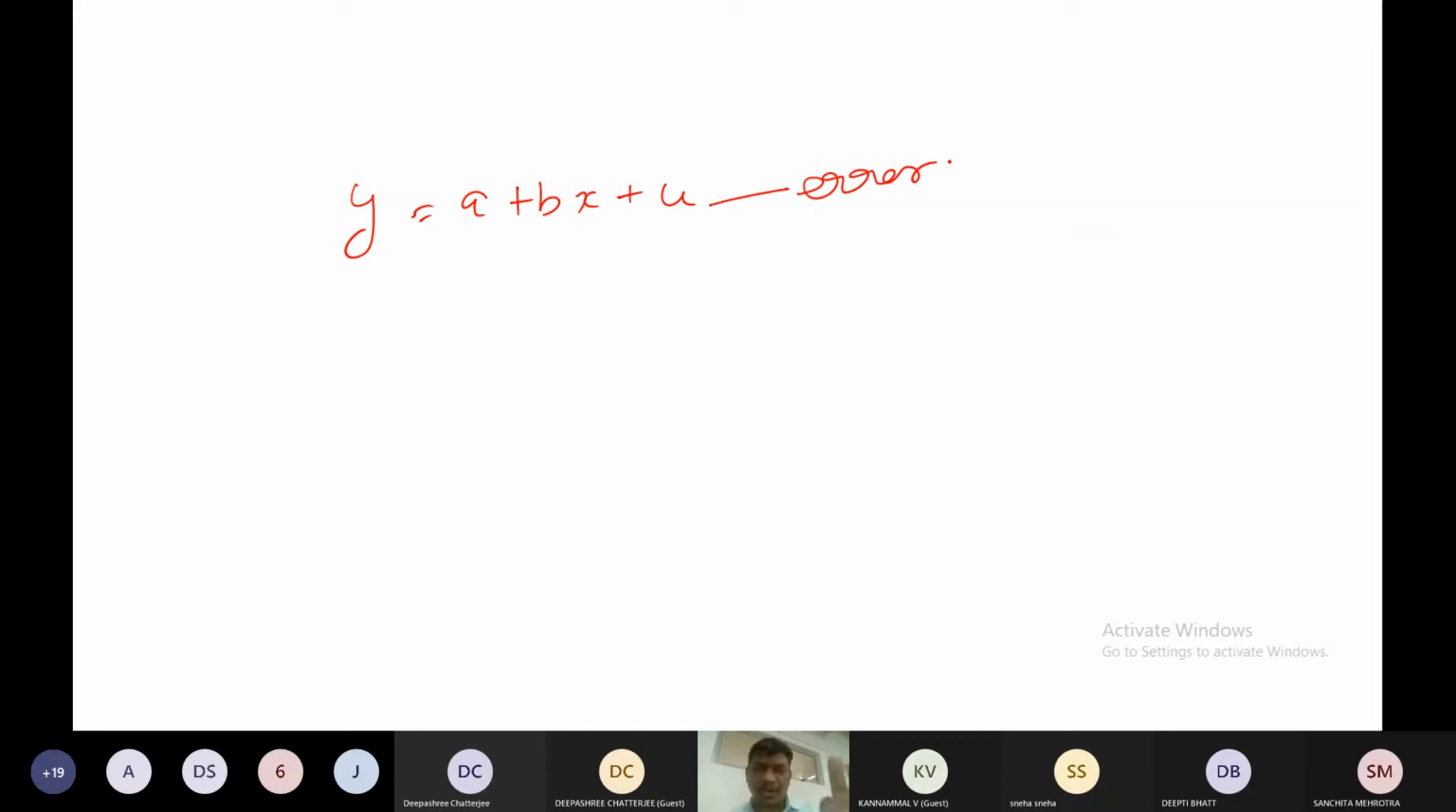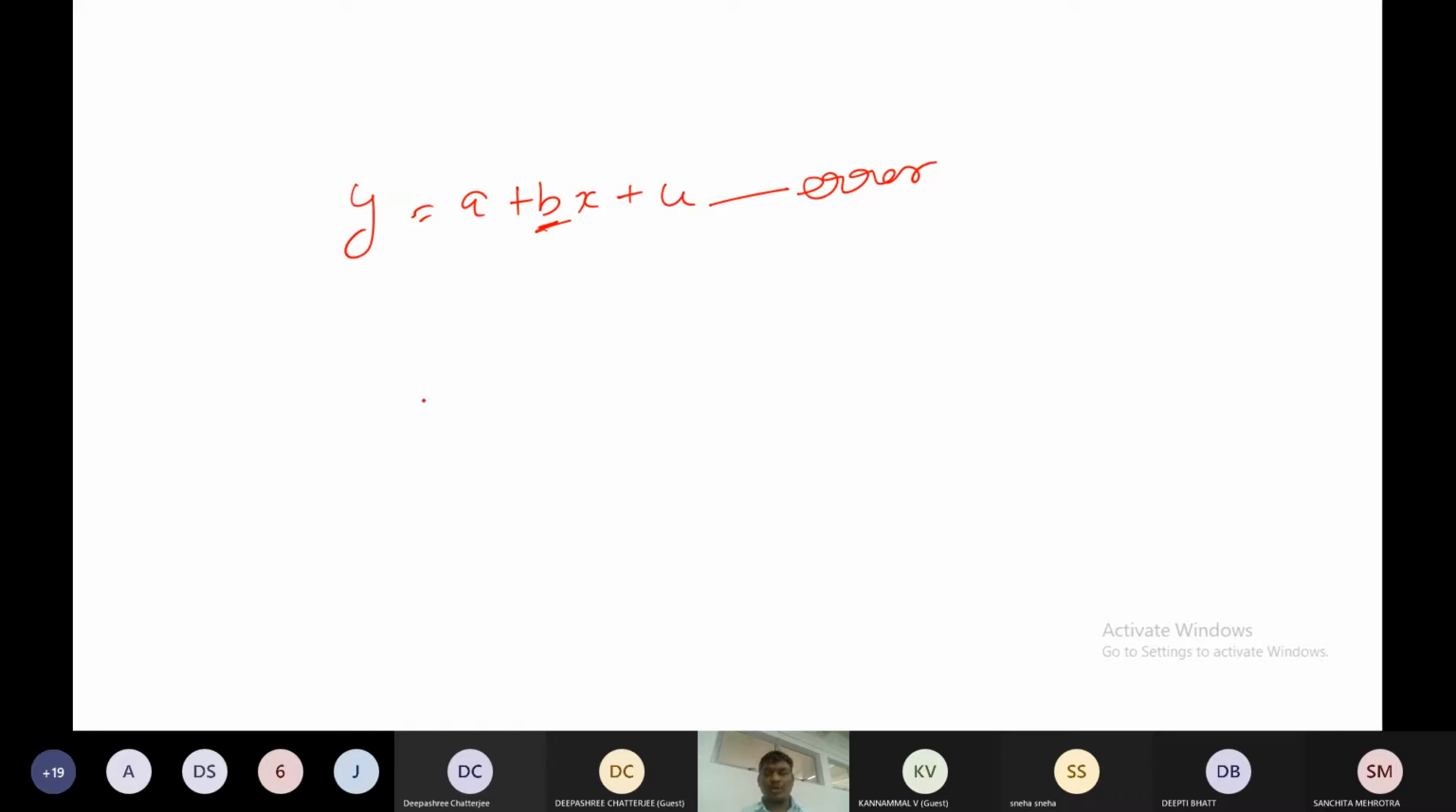Please make a note, this is the error component. For us, B is very important, because I want to find out the impact of X on Y. I want to find out the impact of X on Y. That's it. That's the target, cause and effect.